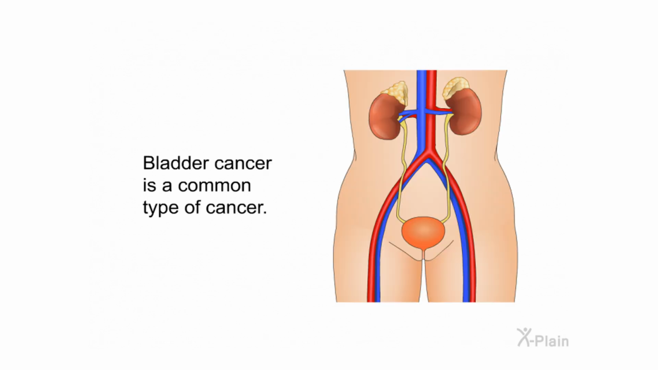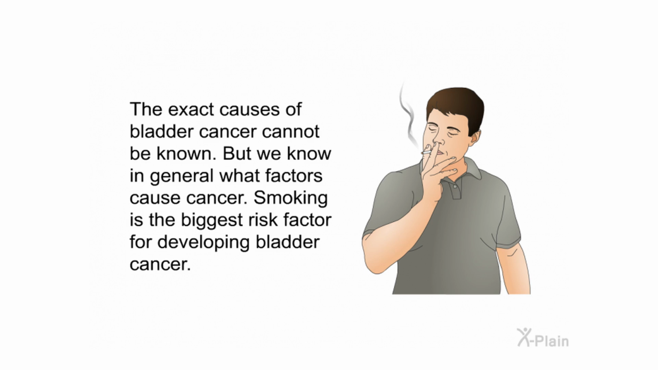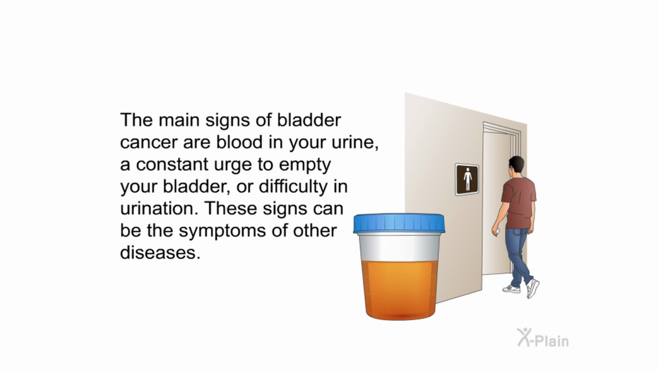Summary. Bladder cancer is a common type of cancer. The exact causes of bladder cancer cannot be known, but we know in general what factors cause cancer. Smoking is the biggest risk factor for developing bladder cancer. The main signs of bladder cancer are blood in your urine, a constant urge to empty your bladder, or difficulty in urination. These signs can be the symptoms of other diseases.